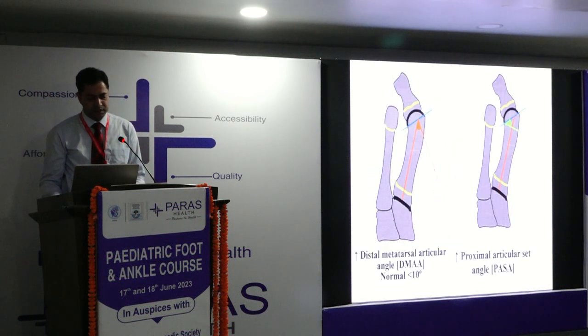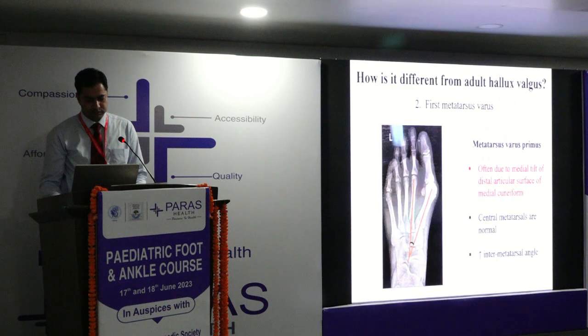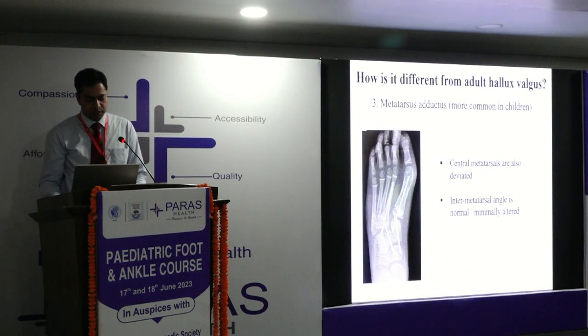And this can be appreciated by an increase in the distal metatarsal articular angle and the proximal articular set angles. The other important difference is that the varus of first metatarsal can be because of a medial tilt in the articular surface of the medial cuneiform. But more common in children is its association with metatarsus adductus, where the central metatarsals are also deviated medially, and in these cases you won't get an increase in the intermetatarsal angle.